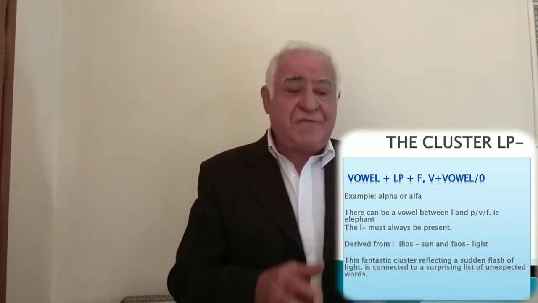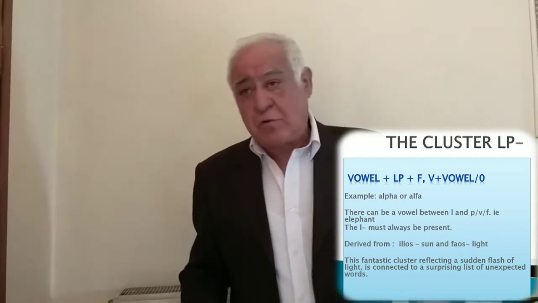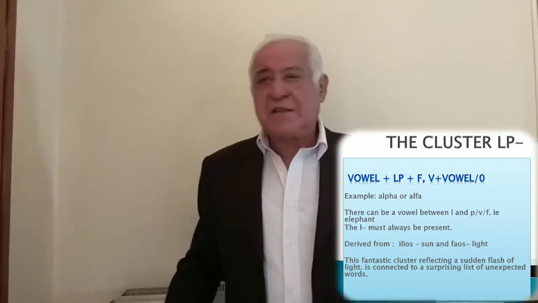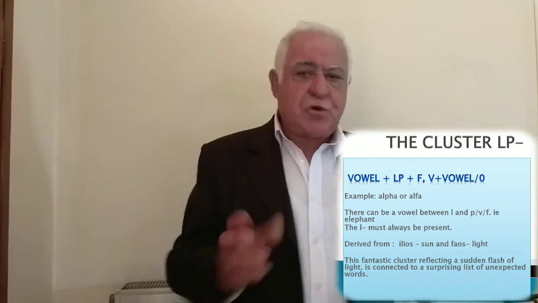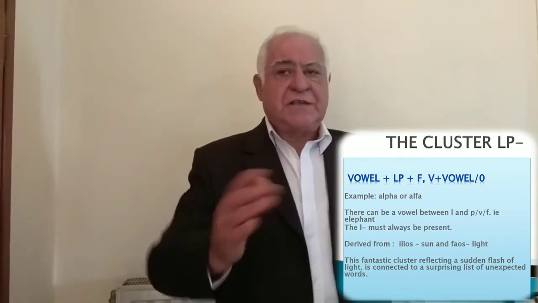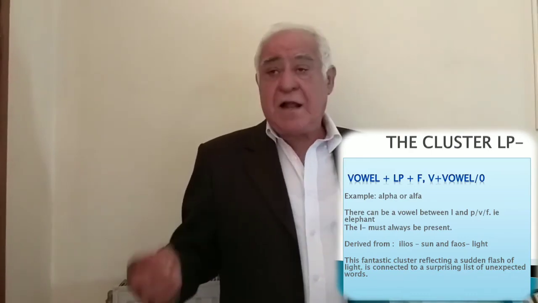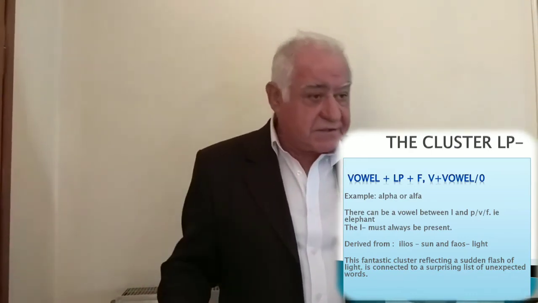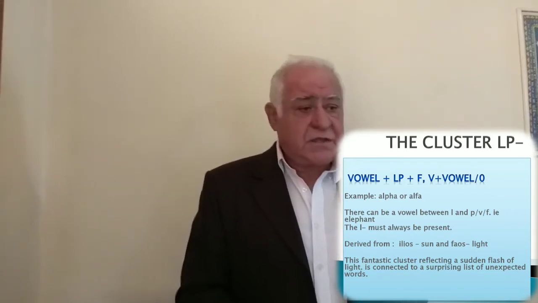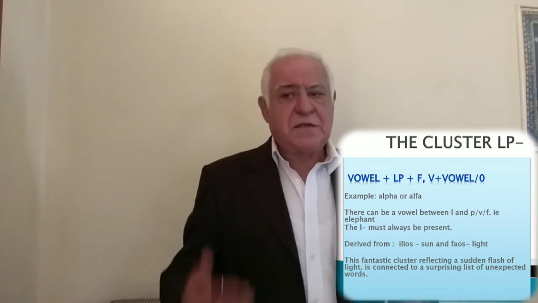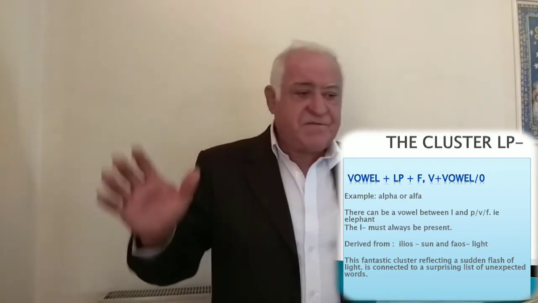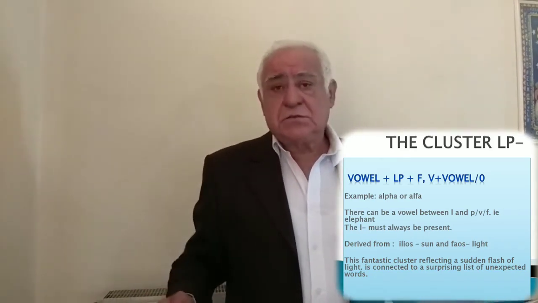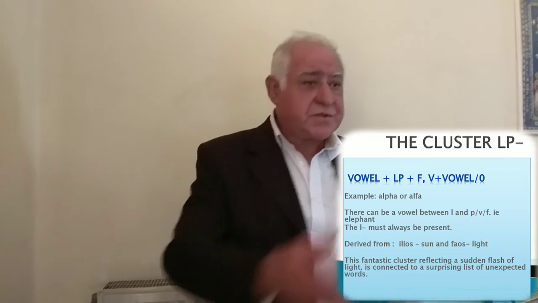For example, the word elephant, or you can have a vowel before the L because it's phonologically not possible to say LP in the beginning. So you have to find a vowel so that it helps the pronunciation. So the L is always present. It's always a constant. It derives from the Greek words ilios and phos, which both mean light. So this fantastic cluster, which reflects a sudden flash or light, is connected to a surprising list of unexpected words.